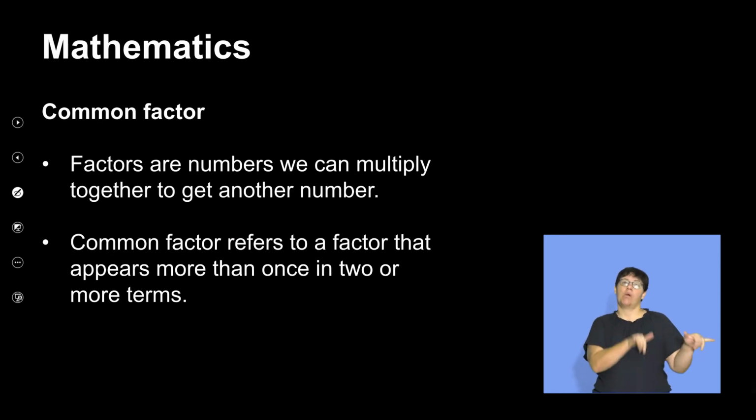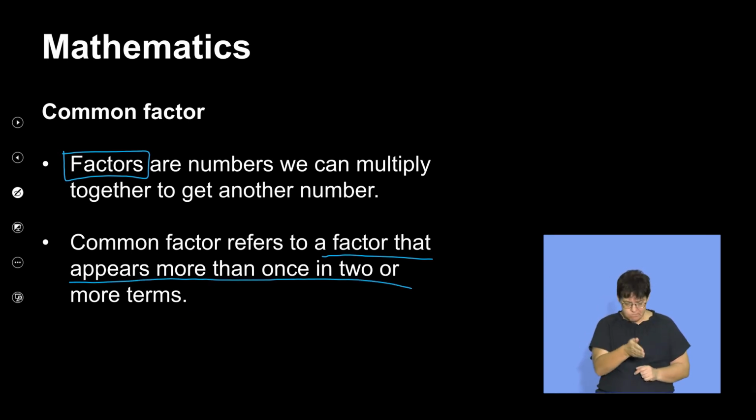Anyways, so a common factor is when factors are numbers we can multiply together to get another number, right? That's what a factor is. But now for it to be common, it means that it is a factor that appears more than once in two or more terms. It doesn't necessarily just need to be two. It can be four, it can be five terms.